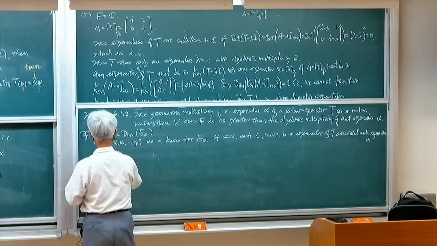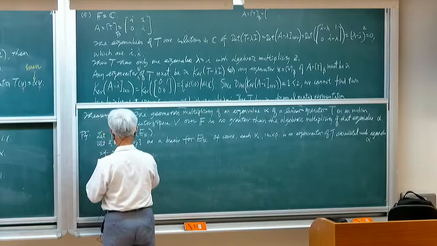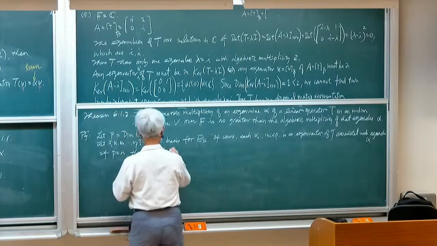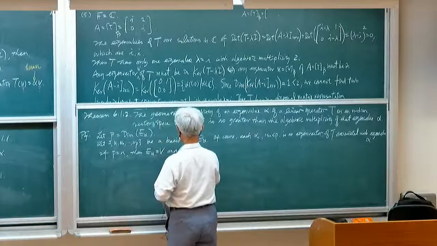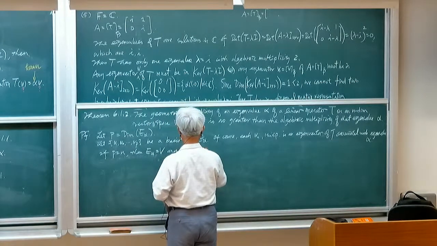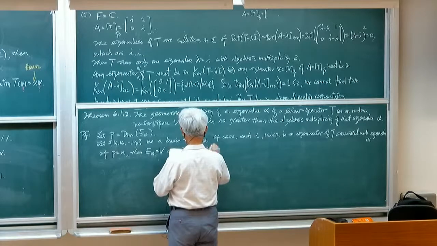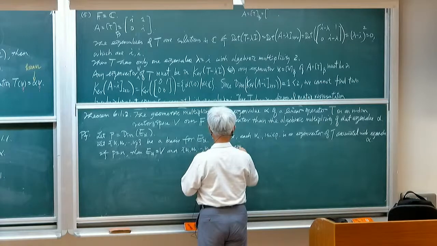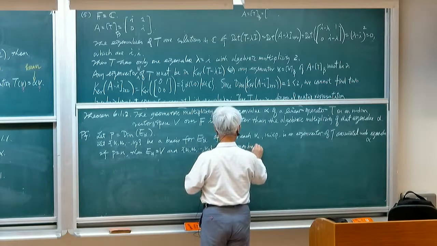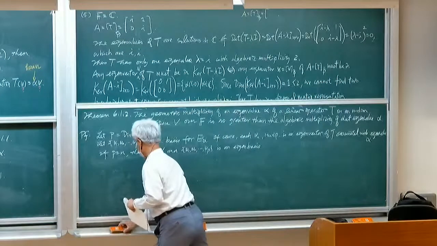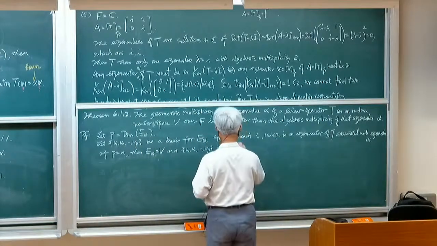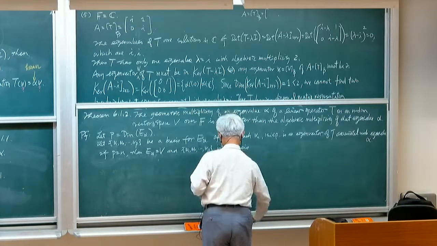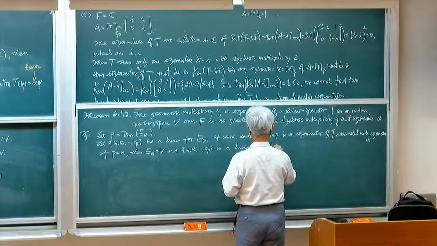Now, if P is equal to n, then E alpha is just equal to V, and this set is an eigenbasis. It's a basis. We just need a basis. It's already a basis for V.